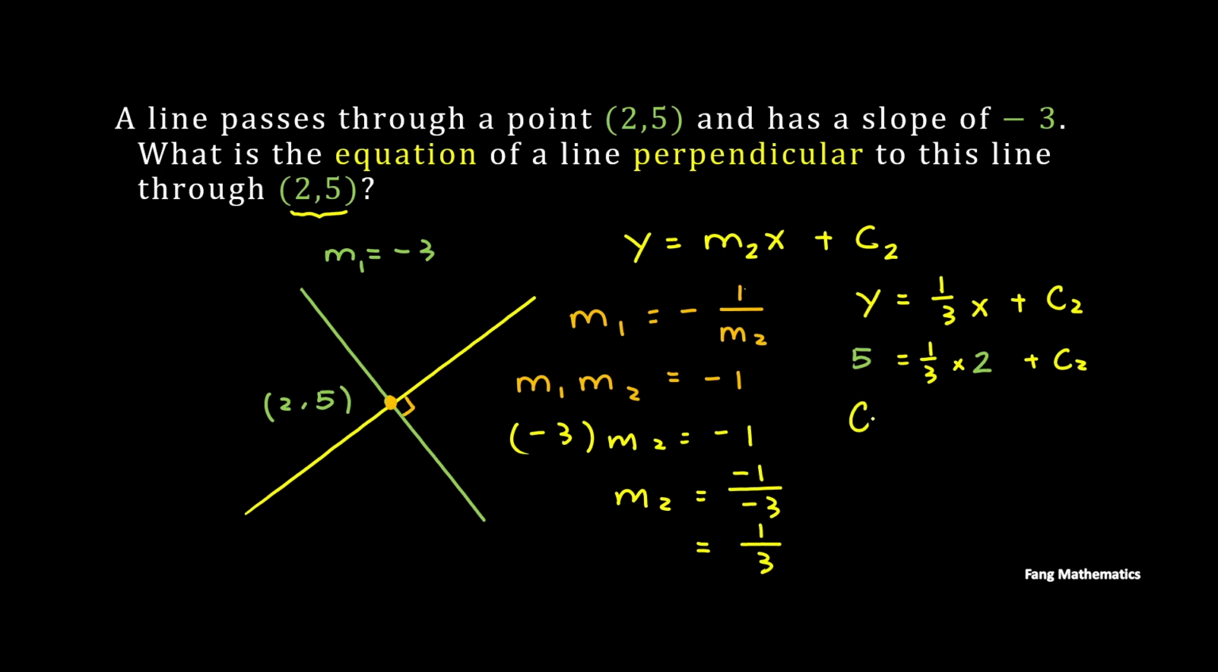I believe you should get your c2 as 13/3. And let's substitute our m2 and c2 back into our general equation. You have y is equal to m2 1/3 x plus c2 13/3.